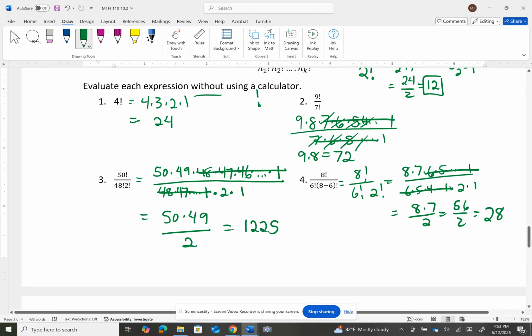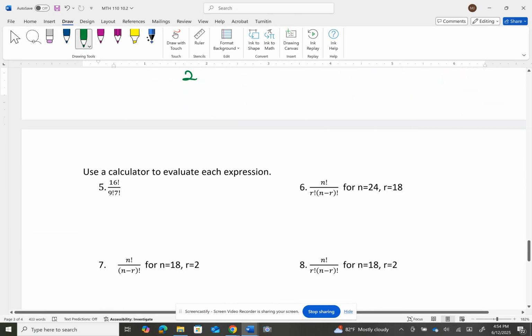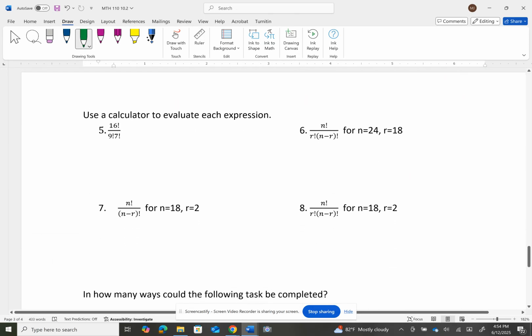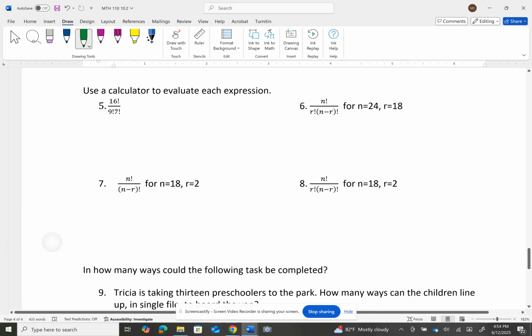So I can evaluate a lot of these expressions without a calculator, but it's going to turn out that there's going to be a button on your calculator that you can use to evaluate these, okay? And so we're going to learn about that. I'm just going to show you where to find that factorial button when you come to class on Monday, okay?